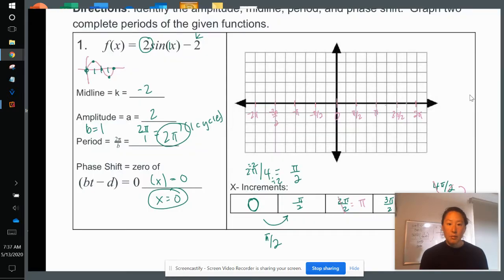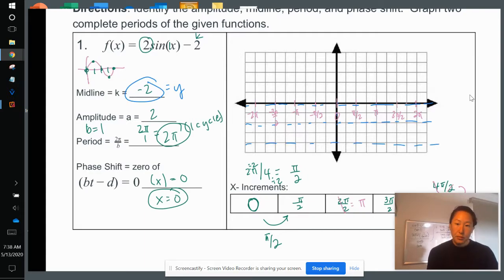All right, so now I'm going to go ahead and graph in my midline and my amplitude. Okay, so the midline is at -2. I'm going to count 1, 2, and I just sketch it in right there, at y equals -2. My amplitude is +2 from the midline, so -2 plus 2 would give me 0. So I graph up to 0 and down to -4.